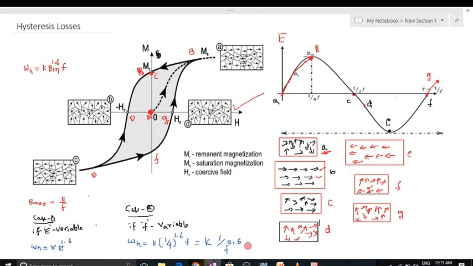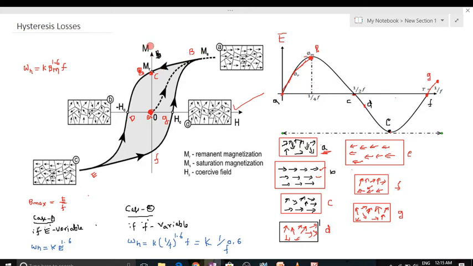Hello viewers, today I am discussing how the hysteresis losses take place in the transformer. Most of the people may have a doubt about the hysteresis losses, and today I will clearly explain how the hysteresis losses take place. So this is nothing but a BH curve.